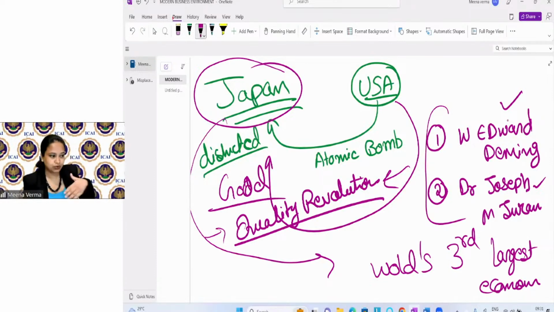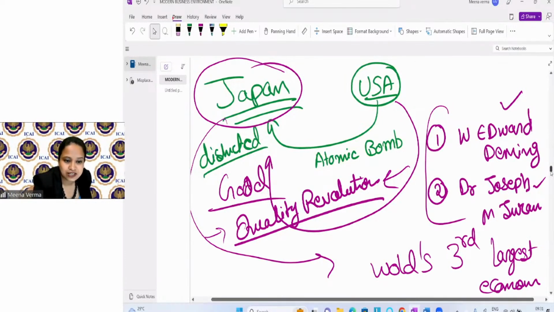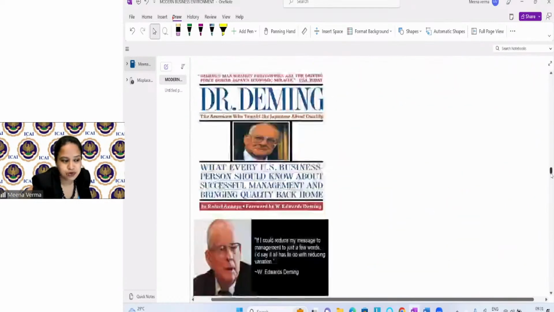If you don't know about it, you can find it on the internet. Japan is very prone to earthquakes, but you can imagine that with such intensity of earthquakes, their economy and infrastructure are the best in the world. Why? You can imagine what philosophy these two people have given them. So it all started with W. Edward Deming and Joseph M. Juran.